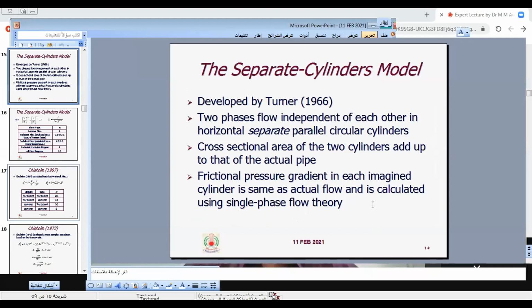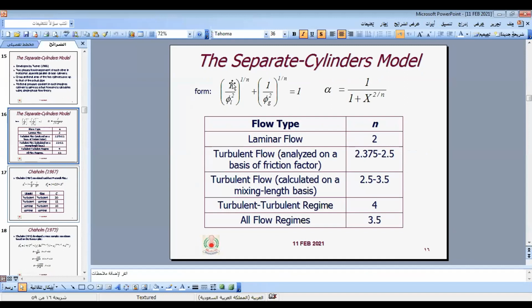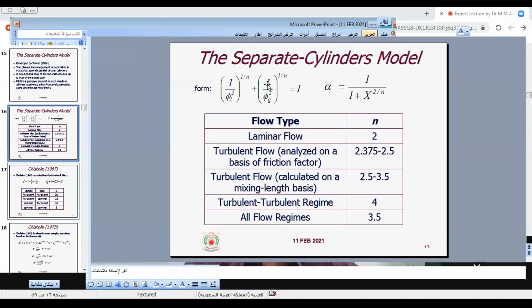As an application for the separated model, Turner in 1966 introduced a model called the separated flow model. In his assumption, he assumed that the two-phase flow is independent of each other in horizontal separated parallel circular cylinders, and the cross-sectional area of the two cylinders adds up to that of the actual pipe. The frictional pressure gradient in each imagined cylinder is the same as in the actual flow, and it's calculated using single phase flow theory. He put his model in this form: 1 over phi L squared to the power 1 over n plus 1 over phi G squared to the power 1 over n is equal to 1.